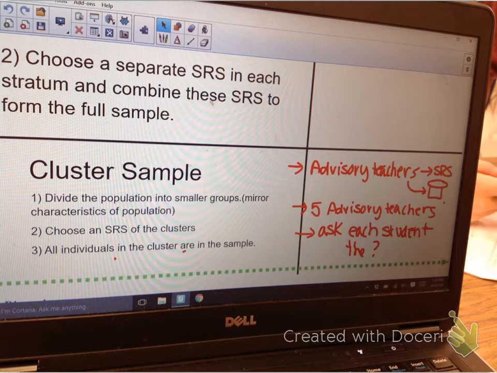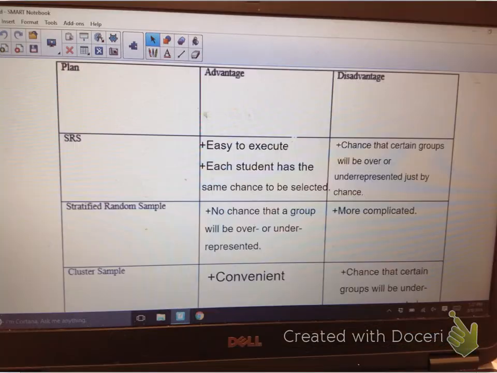If you somehow missed today, we talked about our cluster sample. Again, I'll pause if you need to write down that definition. We talked about using the example with advisory teachers, doing an SRS of advisory teachers. We pull out 5 names and ask each student in the advisory the question. Again, pause if you need to write this down.